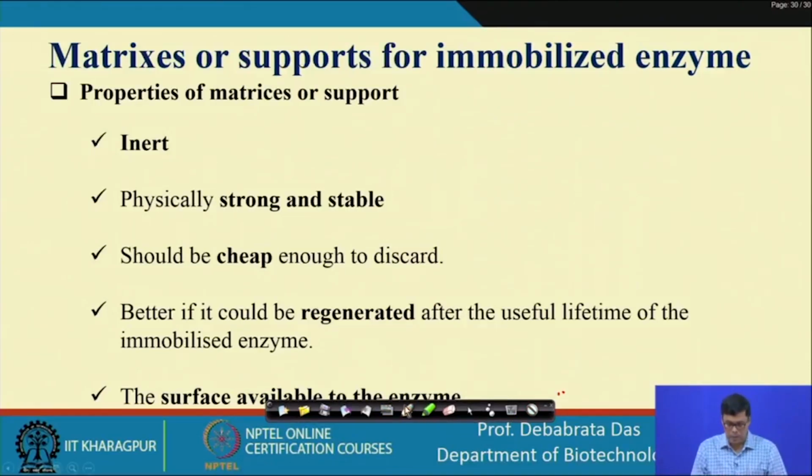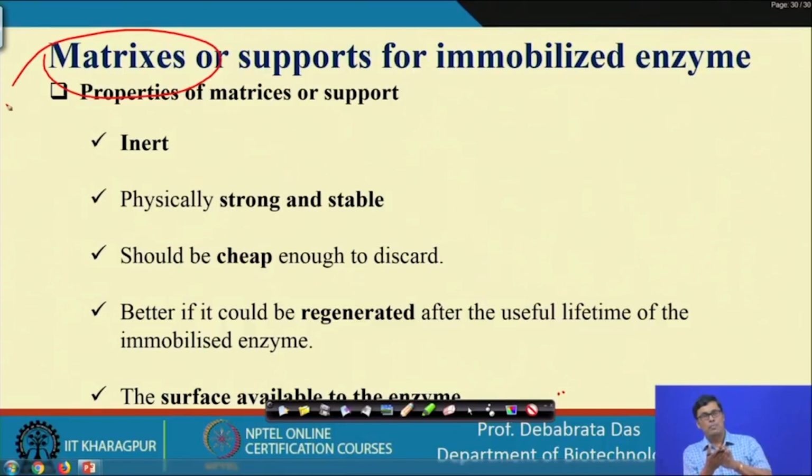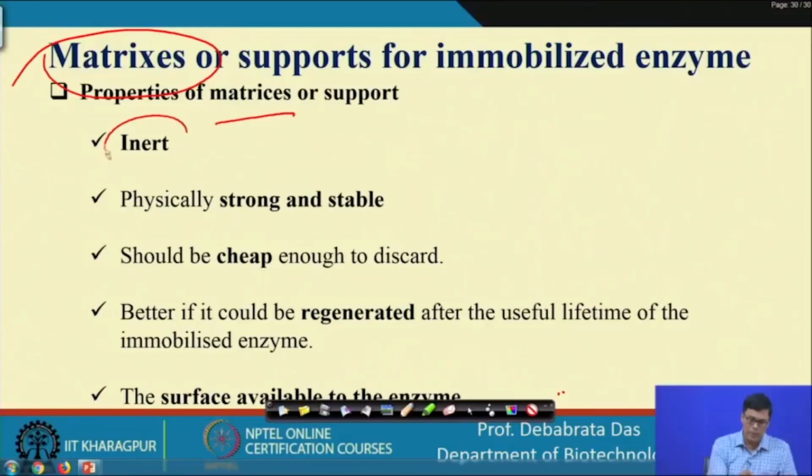Now one important concern that we have with the immobilized enzyme is the solid matrix. This solid matrix or support matrix is where the enzyme resides or sticks on the surface, and the characteristics of the solid matrix play a very important role. Now what should be the property of the solid matrix? It should be inert, because it shouldn't react with the protein molecules. Then it should be strong and stable, because whenever we immobilize the enzyme on the solid matrix, the solid matrix is an insoluble mass, even if your enzyme might be soluble.